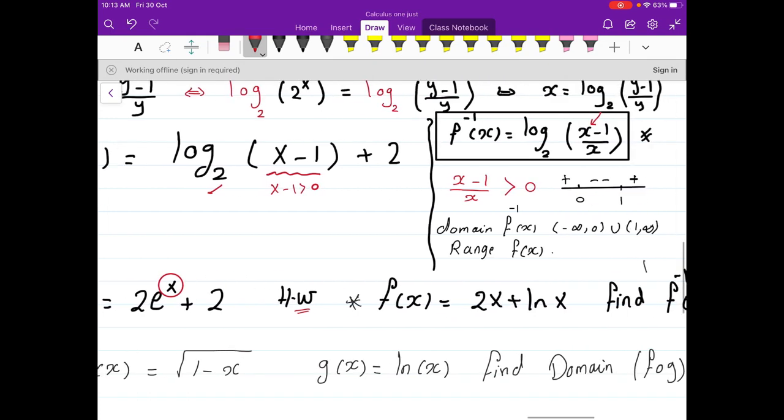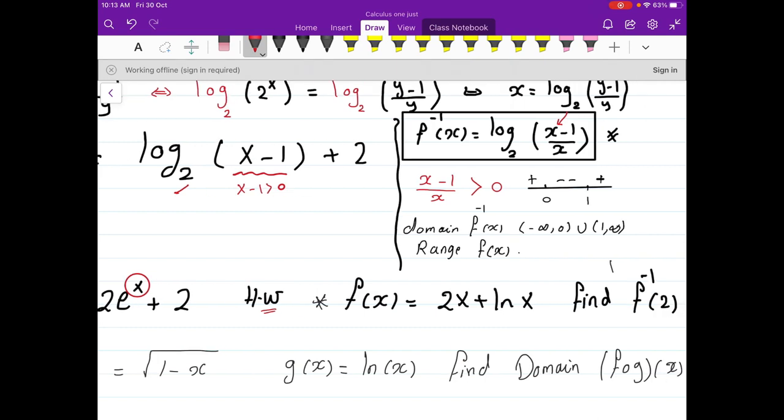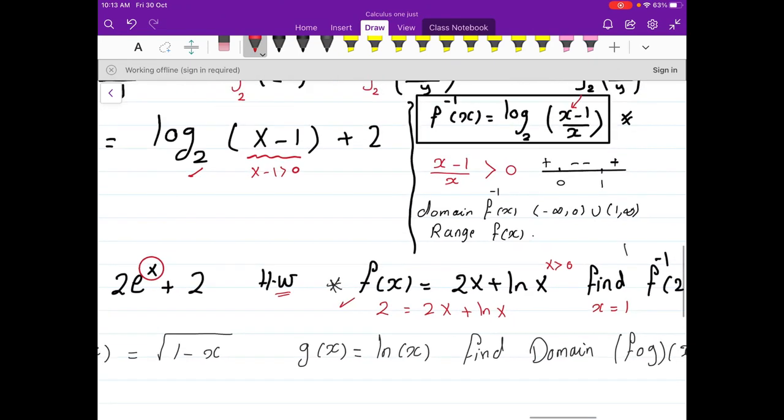Another homework: f(x) is defined as 2x plus ln x. Find f inverse(2). What do we mean by finding f inverse(2)? That means 2 equals 2x plus ln x, and obviously x is positive. What is the value of x if you substitute and you get this equation? The answer is x equals 1. Why? 2 times 1 is 2, plus ln 1 is 0. So we do it.